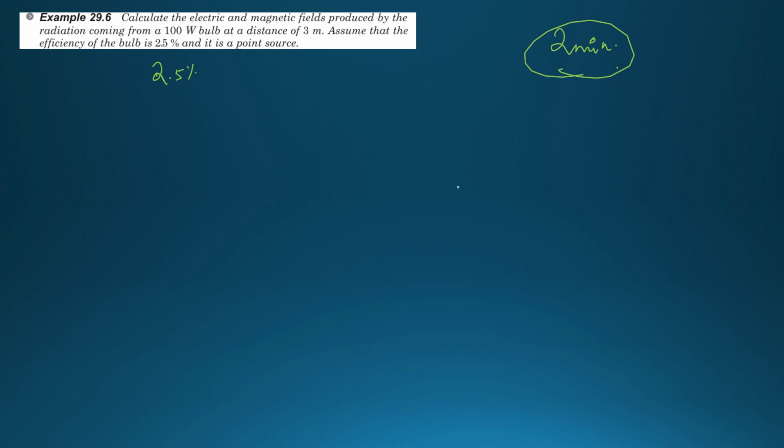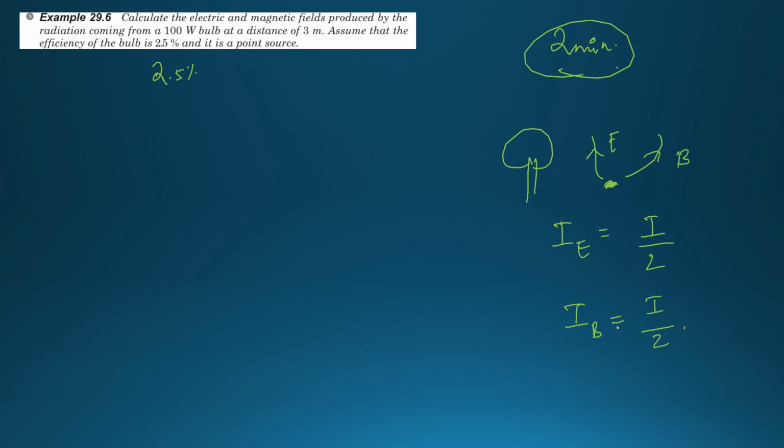See, this is a bulb, suppose it's a point source. So half of the intensity of the light comes from the electric field, half of the intensity of light comes from the magnetic field. That is, the intensity of the electric field is half of the total intensity, and the intensity of the magnetic field is also half of the total intensity. Clear? So from that you think a bit. You'll have to get intensity. What is the formula for intensity?